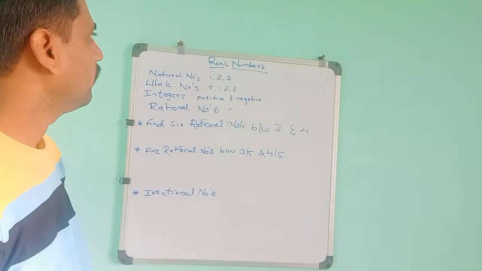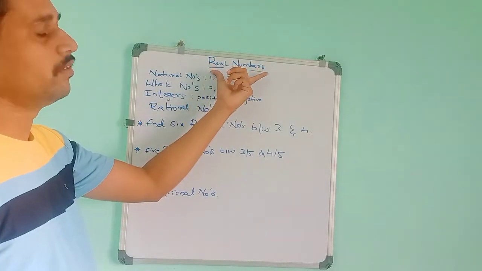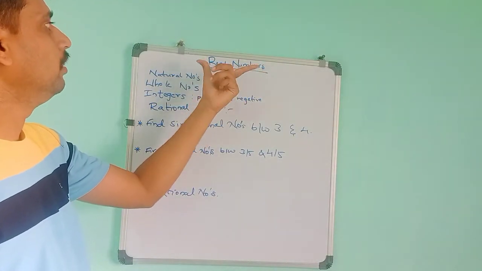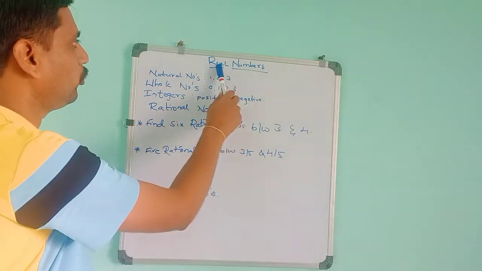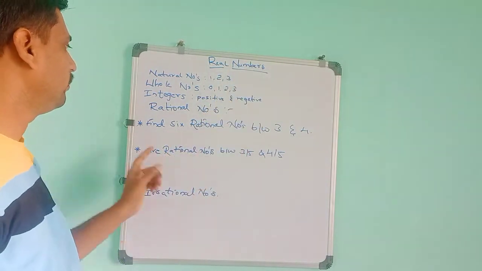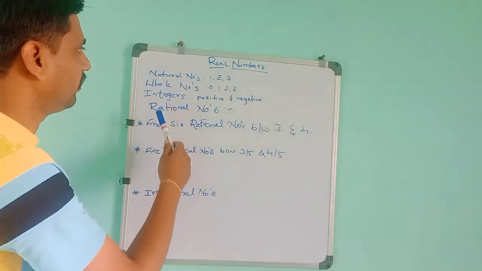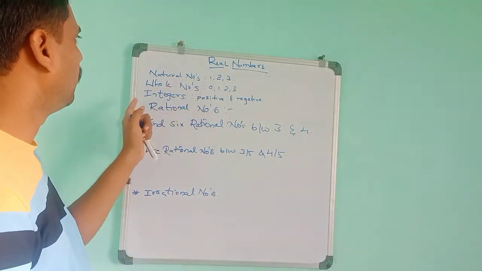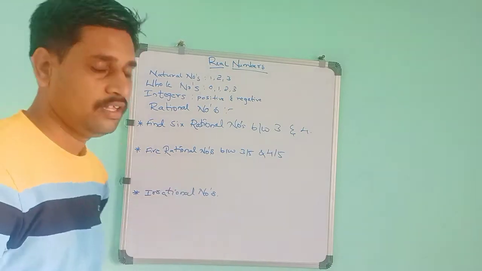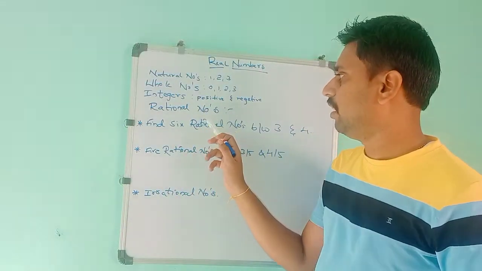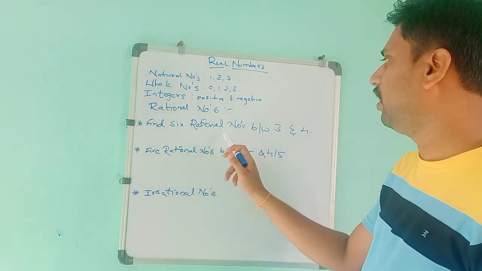Today I am going to start the real chapters of 10th students. The first chapter is real numbers. So, what do you mean by real numbers? Real numbers is nothing but a collection of rational and irrational numbers. Before that, you should know these basics. What are natural numbers? What are whole numbers? What are integers? And what are rational numbers and how to solve them.